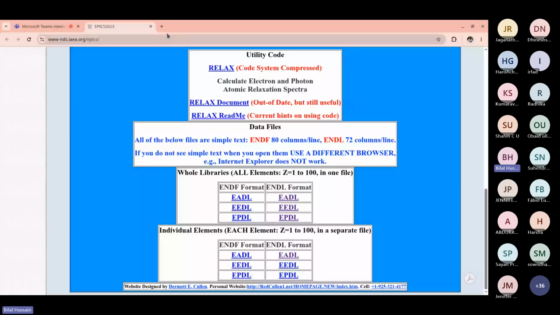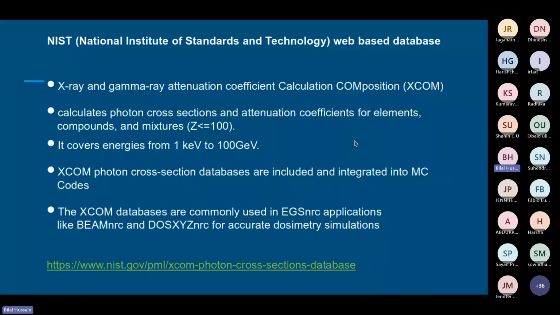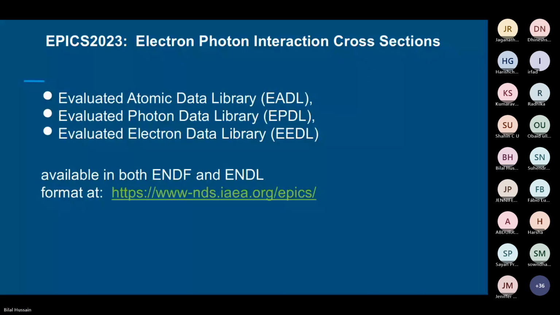So going back again, I recommend that every new beginner of this Monte Carlo system should go through these three websites. One is the XCOM website, which is given here. Second is the E star, P star, A star website. And third is this EPICS 2023 website. These three are very fundamental for the physics part of the interactions, because all the data, whatever interaction coefficients, everything comes from here.